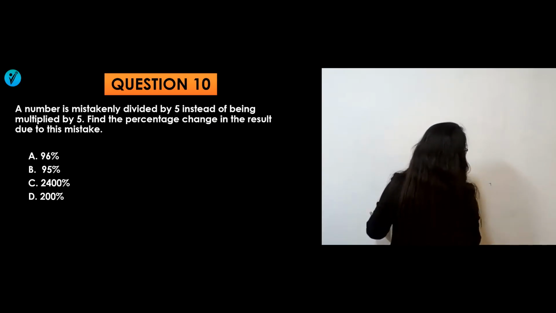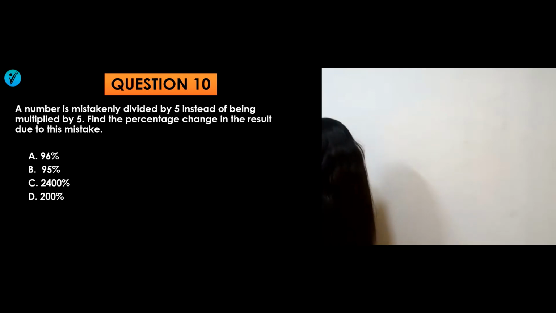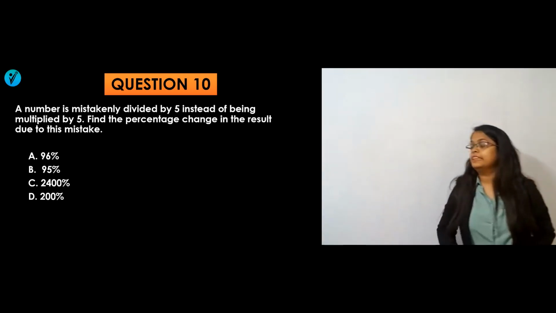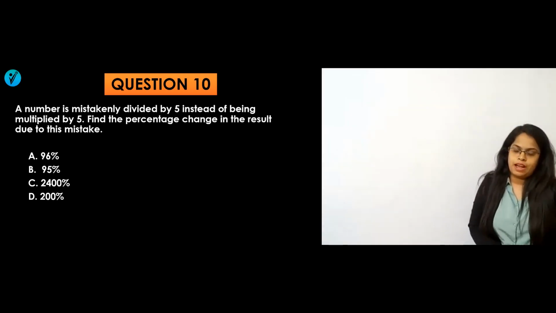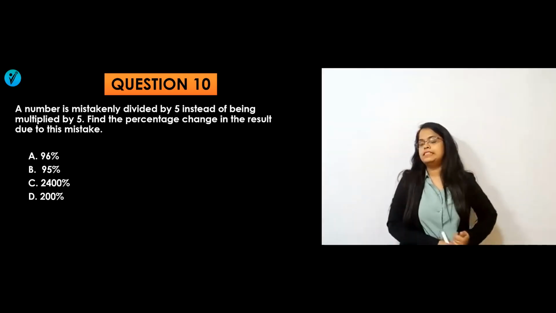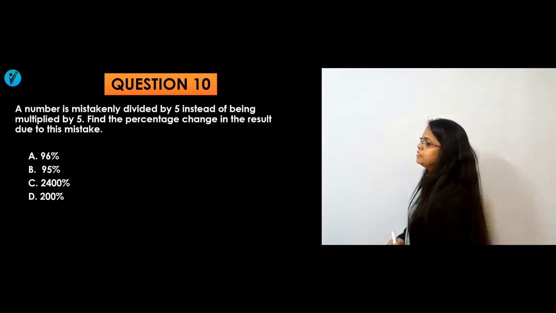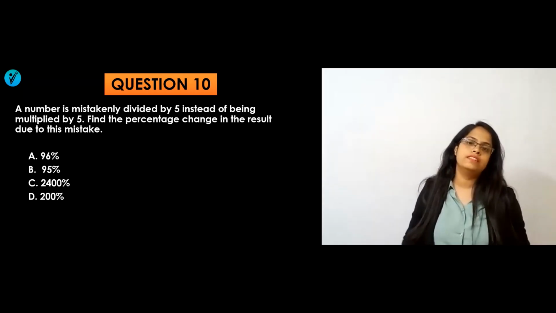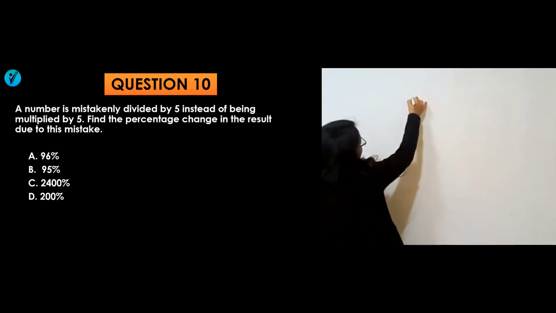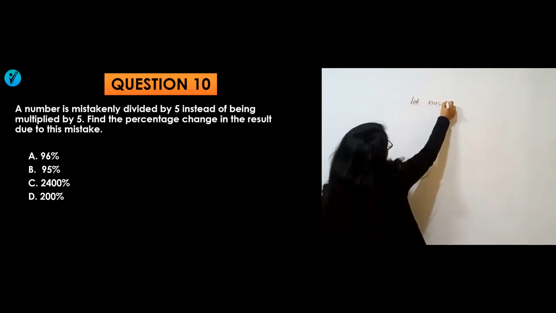Now the question number 10, what are they saying here? A number is mistakenly divided by 5 instead of being multiplied by 5. Find the percentage change in the result due to the mistake. Now, whenever we talk about the percentage, we always consider the number as a 100. So, let number is equal to 100.